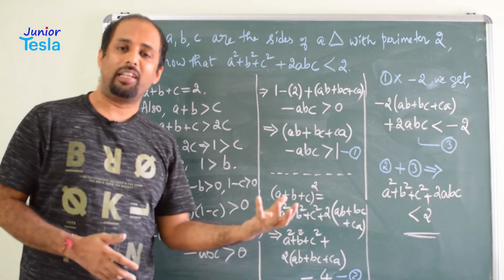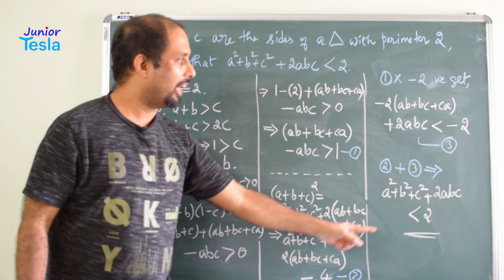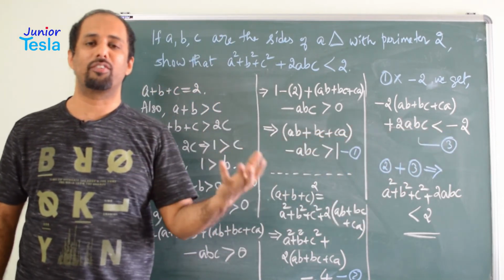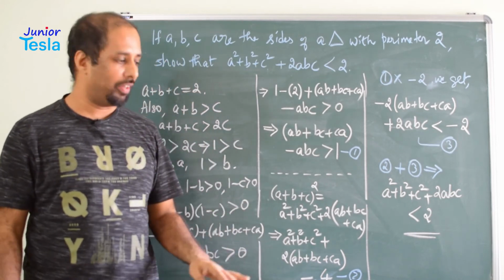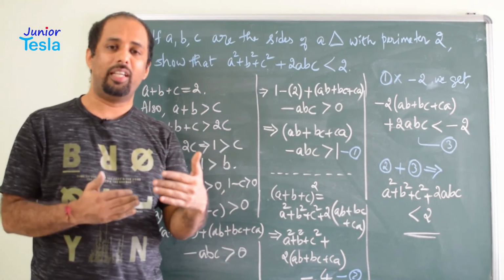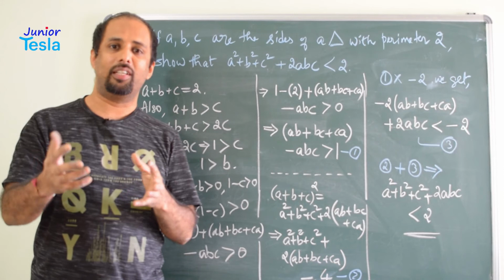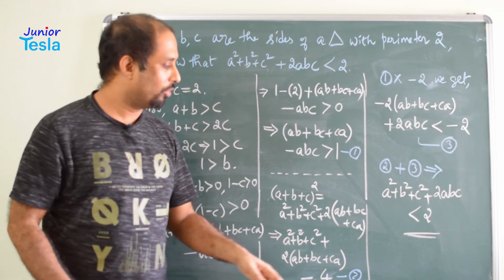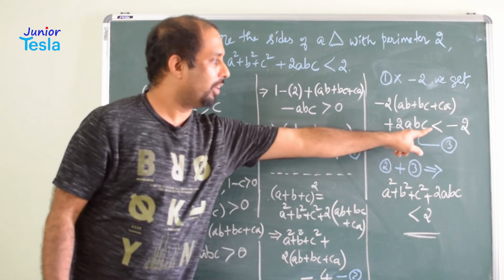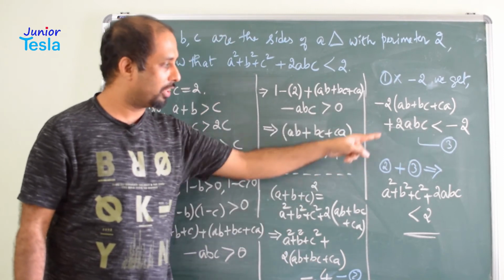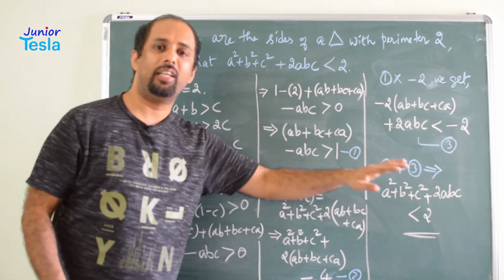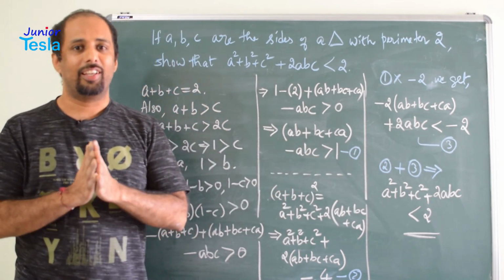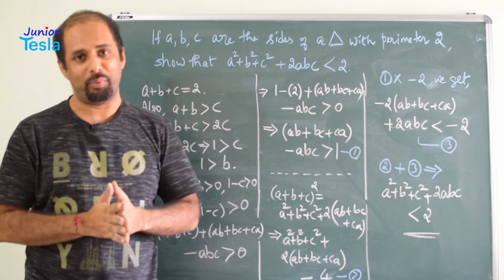And what is there on the right hand side? Here we have 4 and here we have negative 2. So 4 minus 2 is equal to 2. That is why less than 2. Remember, when you are adding one equation and one inequation, the sign of the inequation will be taken. So here we have an equal sign, here we have a less than sign. So when you add these two expressions, you finally get the less than sign, the inequality sign. This is how we can solve this problem.